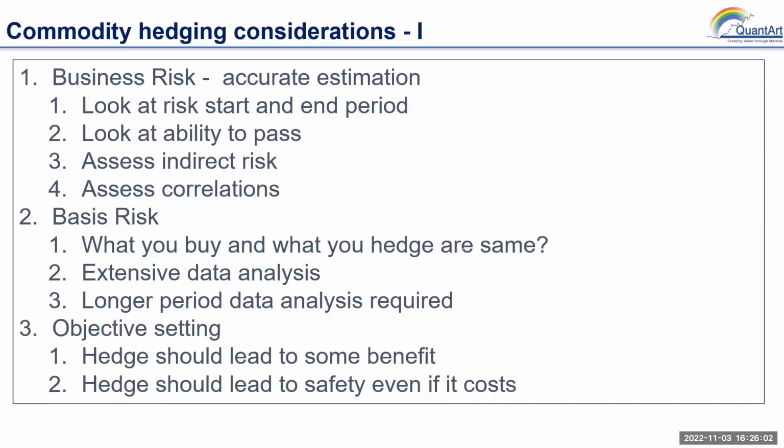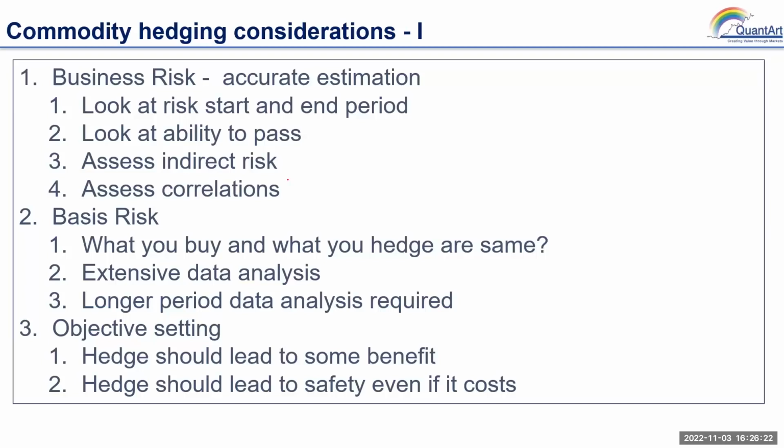So what are the considerations you need to have? First, do an accurate estimation of what your risk is. Like if you are selling in 6 months, how many days of procurement you are doing, and then you decide the quantum which you need to hedge, or your exposure.